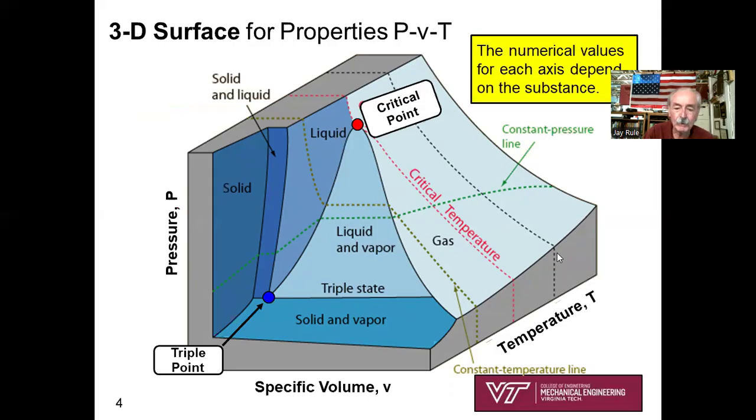Let's look at what we've got here. It says the numerical values for each axis depend on the substance. So this three-dimensional plot is going to be slightly different depending on the substance you have. This one in particular would be a three-dimensional plot for H2O.